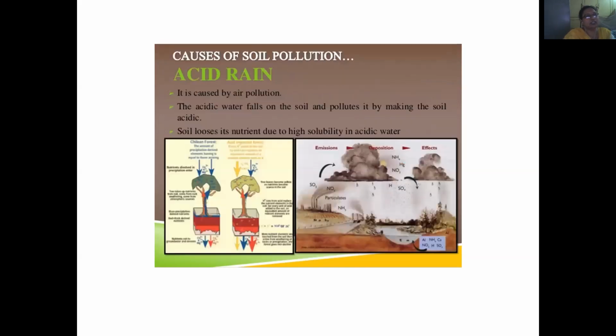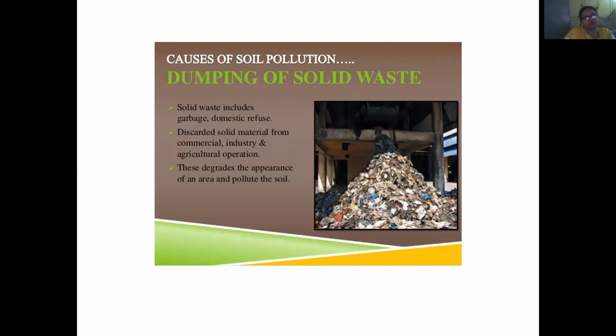So then acid rains. This acid rain we already discussed in air pollution, right? So it is caused by air pollution, and the acid water, where does it fall? On the soil, right? It pollutes the soil by making it acidic in nature. So it loses its nutrients due to high solubility in acidic water.